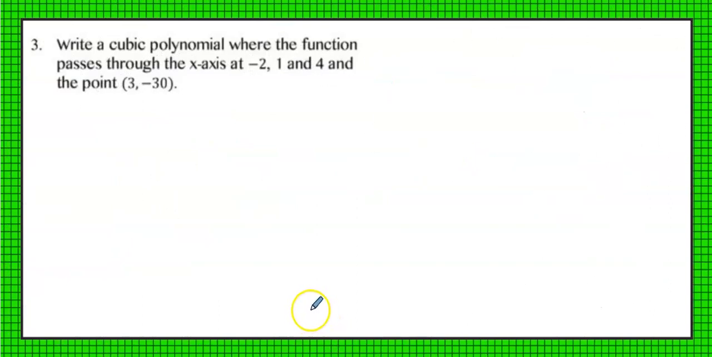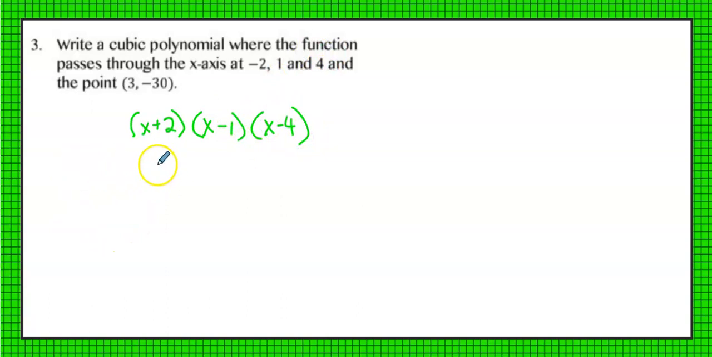Number 3, once again, we're asked to write a cubic polynomial. We are given, oh, this is interesting. It says it passes through the x-axis at -2 and 1 and 4. And so what that means is these are the x-intercepts or the zeros. So I'm going to have a factor of x plus 2, x minus 1, and x minus 4. And that makes it a cubic polynomial. Let's go ahead and put our a here. Okay, and then we're going to plug in the 3 and the -30 and solve for a.